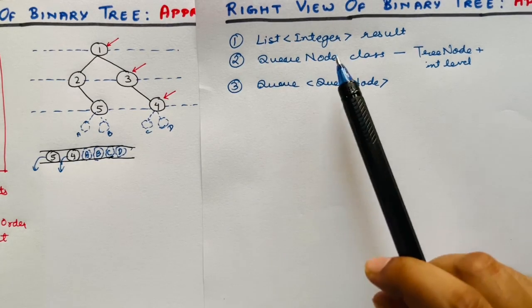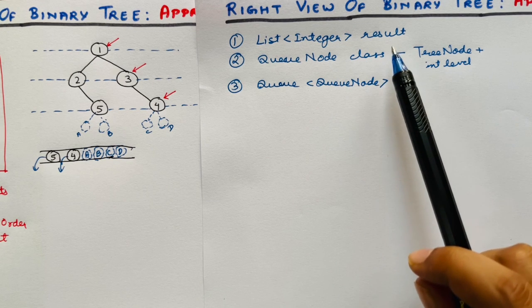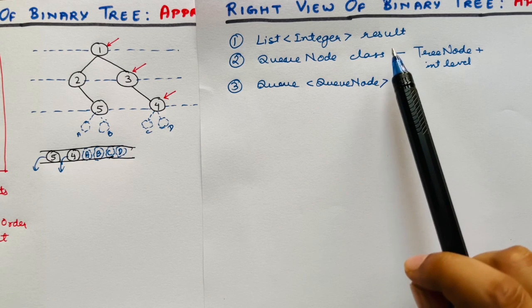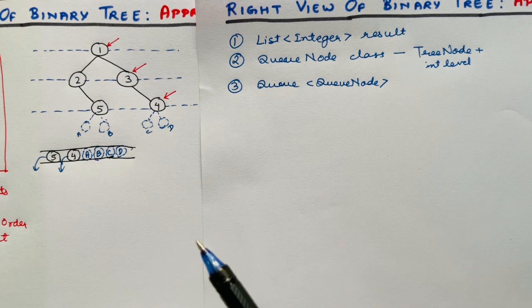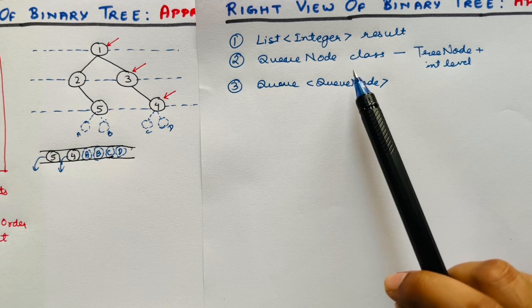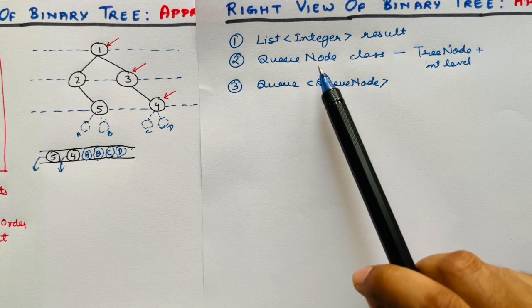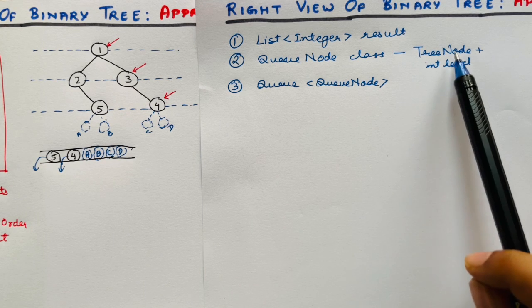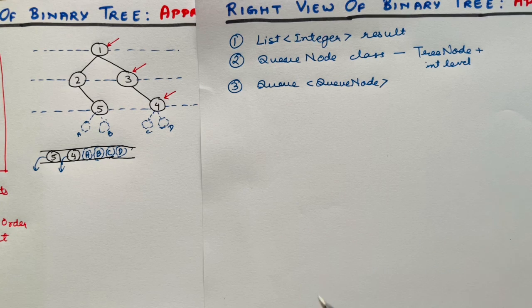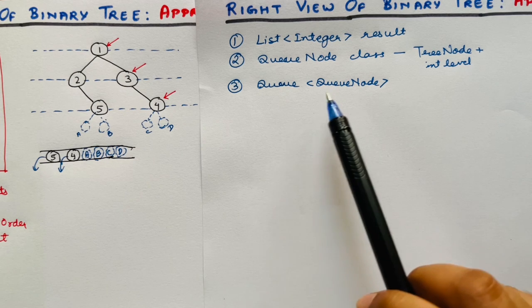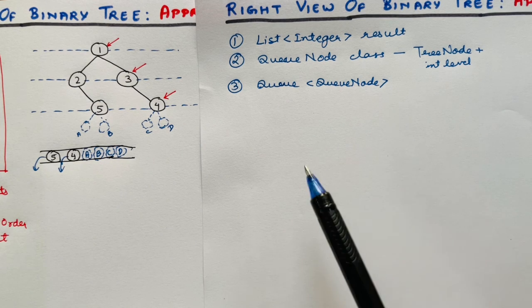Clearly, we need a list of integer result variable. It will store our final result 1, 3 and 4. We also need a new class queue node. It will have two variables, tree node and level. We also need a queue of queue node which has to be declared.